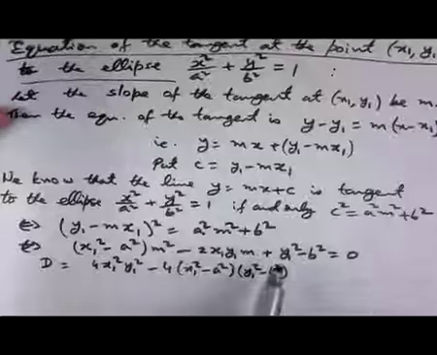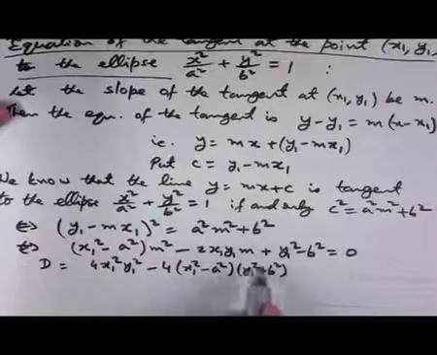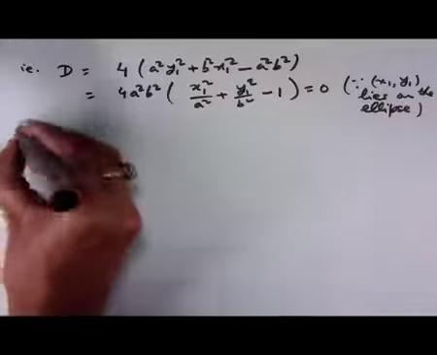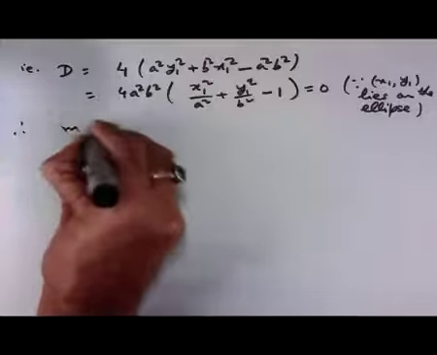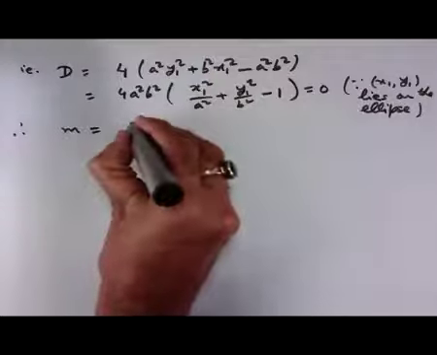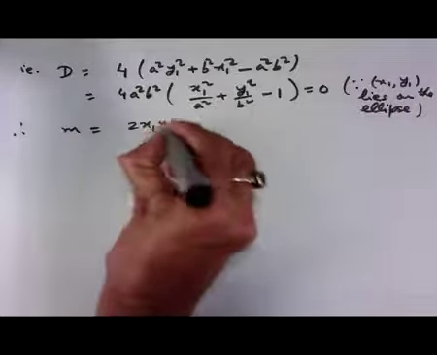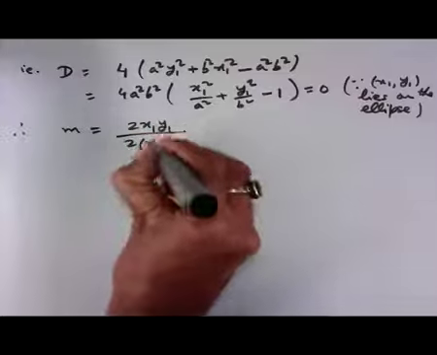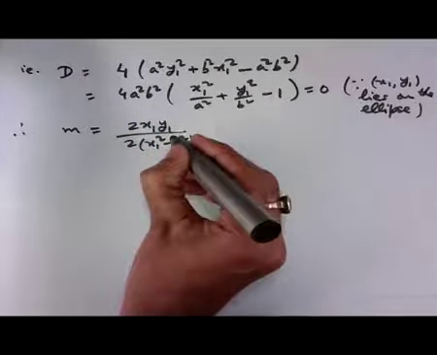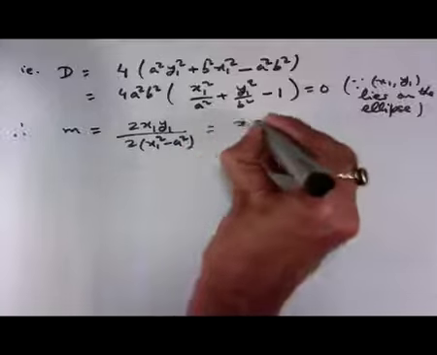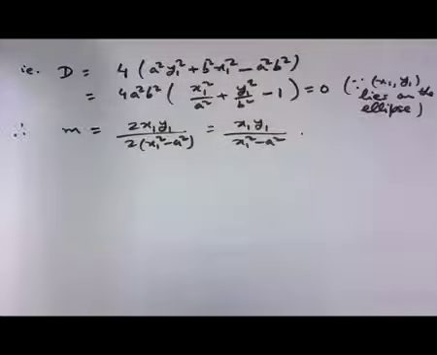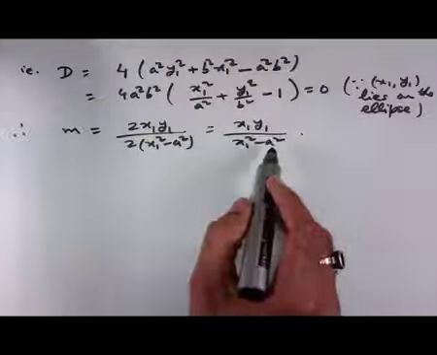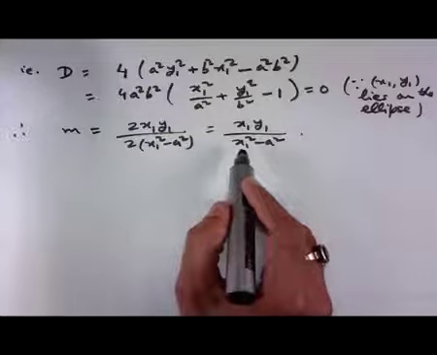So, thus the quadratic equation in m has only one real root, given by m is equal to 2 x1 y1 divided by 2 times (x1 square minus a square), which is the same as x1 y1 divided by (x1 square minus a square). So, this is the value of the slope of the tangent line. Now, we will write the equation.